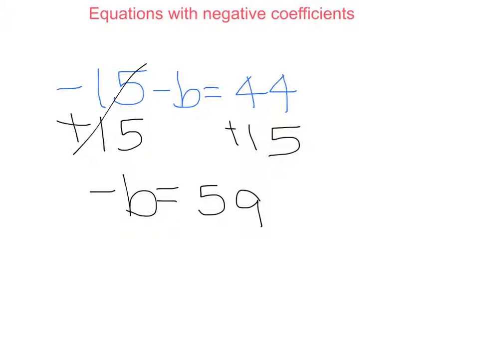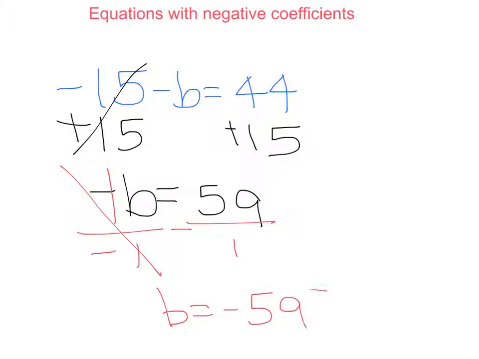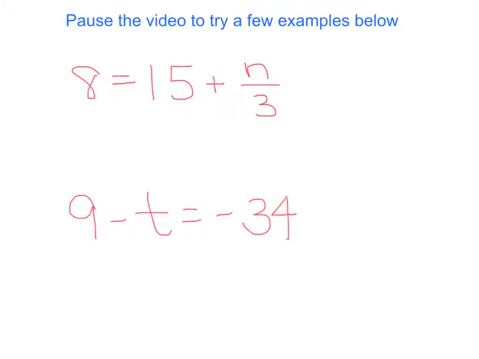You need to remember that there is a 1 in front of this b. So we're now able to divide both sides by negative 1, which leaves b by itself, which would turn this into a negative 59 for our answer. Pause the video to try a few examples below.